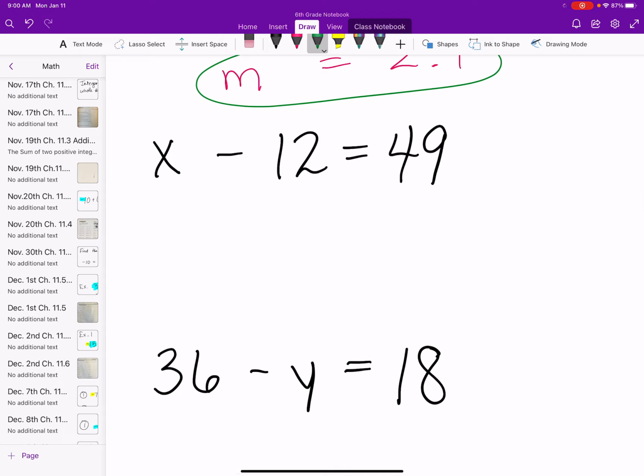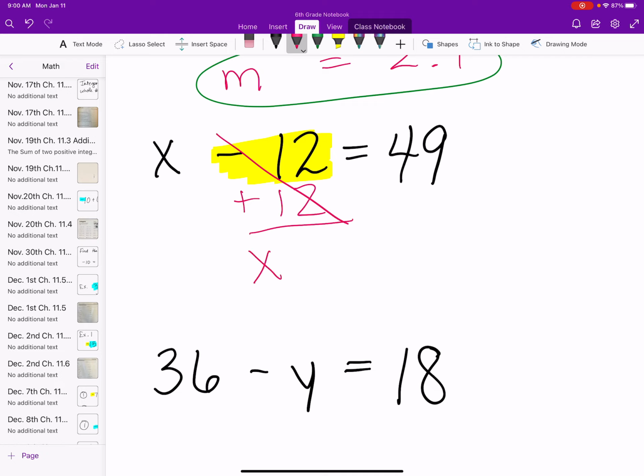Okay, now I'm going to throw some subtraction at you. Same concept, you're taking the opposite of whatever number is with your variable. So x minus 12, this negative 12 is with my variable. I don't want that. So I need to take the opposite of minus 12, which is positive 12. When I do that, that cancels out, and all I'm left with on this side is x.